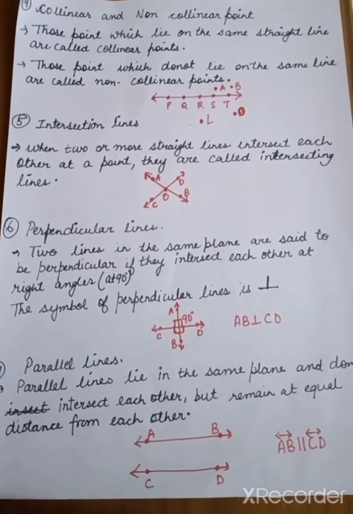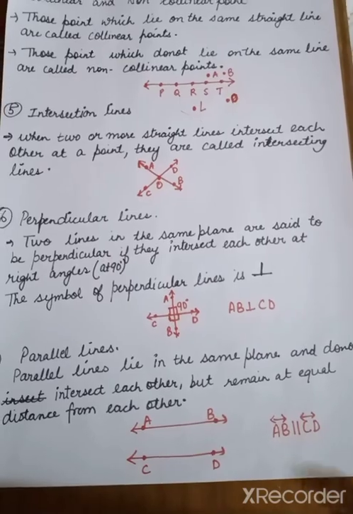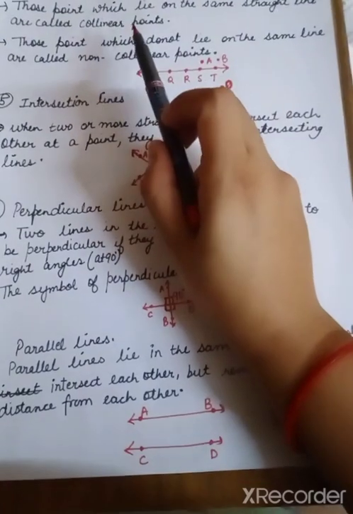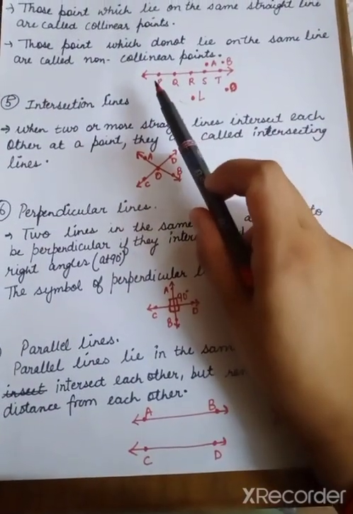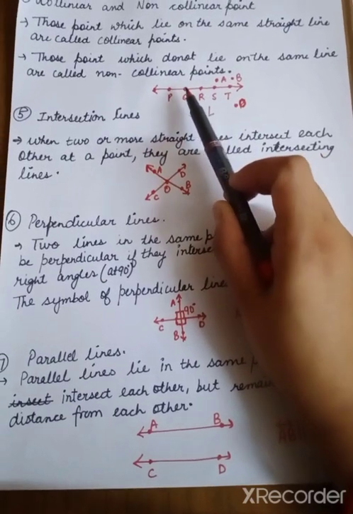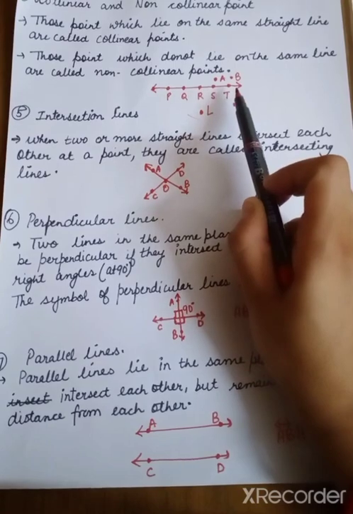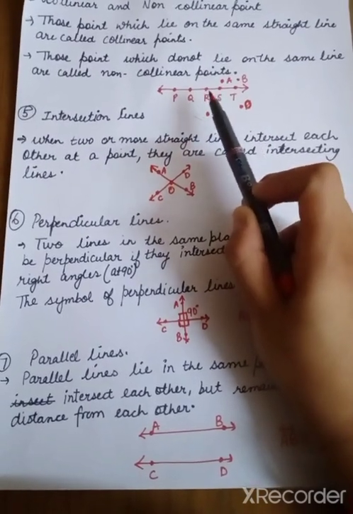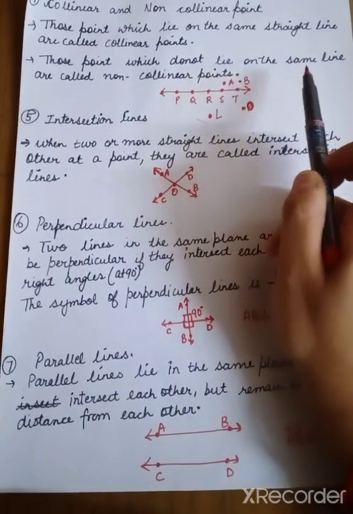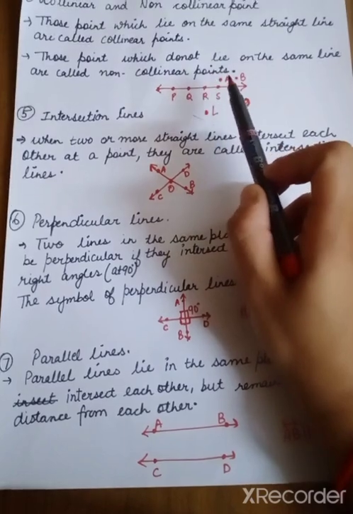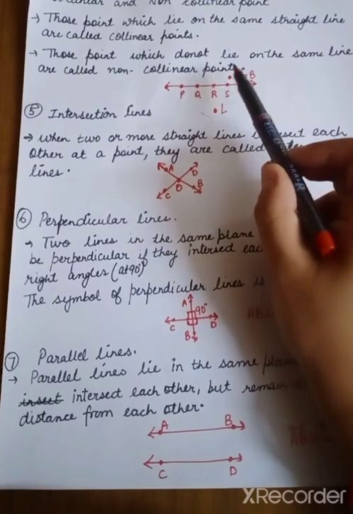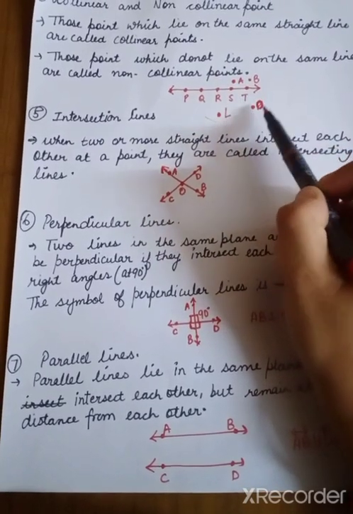So students, we will learn four definitions, starting with collinear and non-collinear points. Those points which lie on the same straight line are called collinear points. This is a line, and the points P, Q, R, S, T are all lying on the same straight line, so these are collinear points. And what are non-collinear points? Those points which do not lie on the same line are called non-collinear points. Points A, B, L, O do not lie on the same line, so these are non-collinear points.